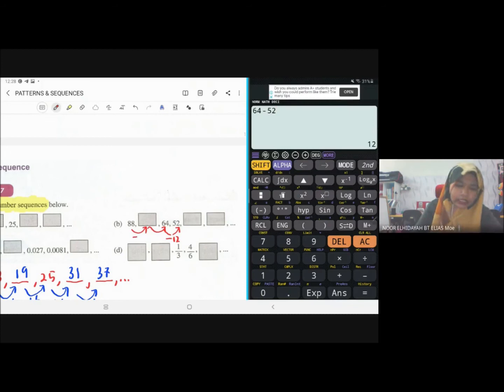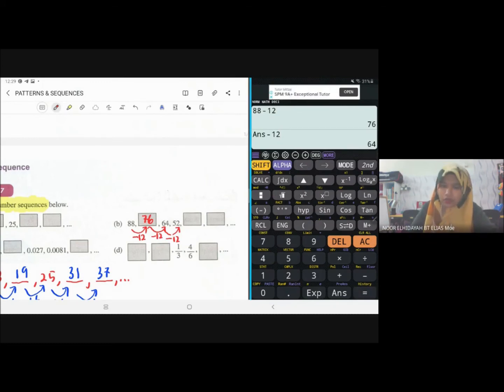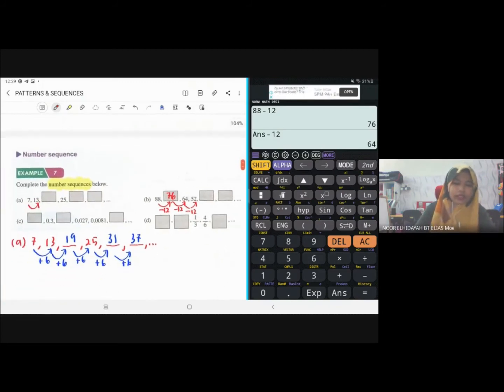So awak cuba semula daripada 88. Kalau 88 minus 12, cuba kira, 88 minus 12 is 76. Kalau kat sini 76, betul ke? 76 minus 12, yeah, you get the answer 64. So the pattern is minus 12 ataupun subtract 12 from the previous number. Alright. Now, look at the other example.